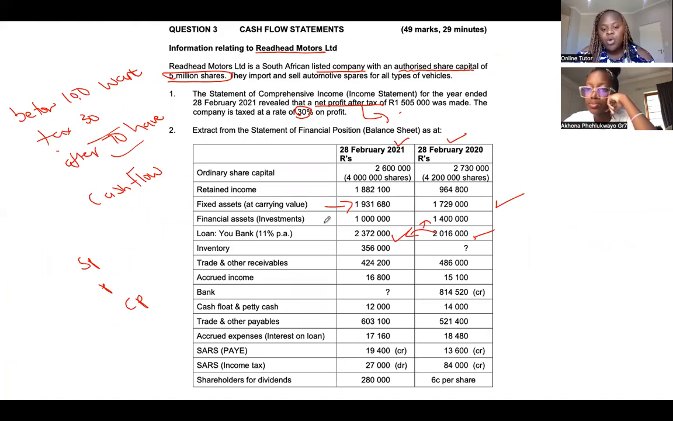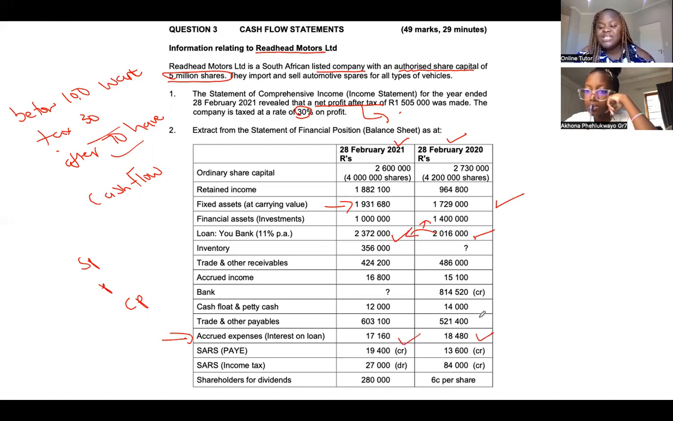Yes. But that's not all we know. Remember, we're doing interest on loan. We also know over here that there was an accrued expense, interest on loan last year and this year. What is an accrued expense? It is an expense that is owing, right? At the year end, we owe it. We have not yet paid this expense. So it's a liability, right? So we know that we have that amount and we have that amount.